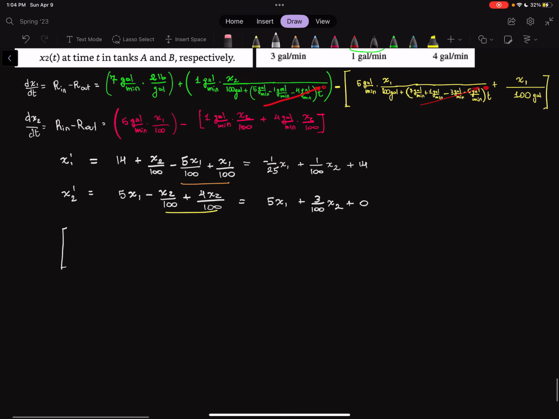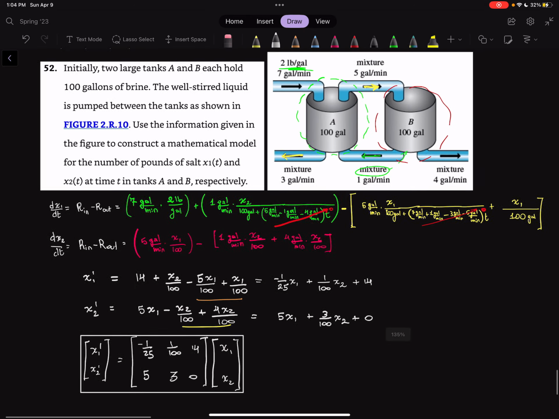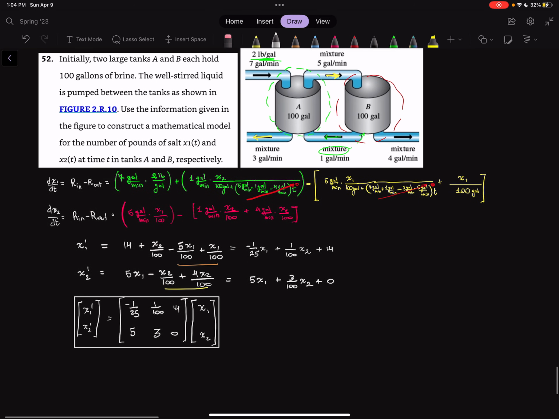So we can rewrite this in matrix form, picking out the coefficient matrix now that it is ordered, with 5, 3, and 0, and here we have x1, x2. And this is our model. So I hope this was useful, and I also hope I didn't make any mistakes. And I'll see you next time.